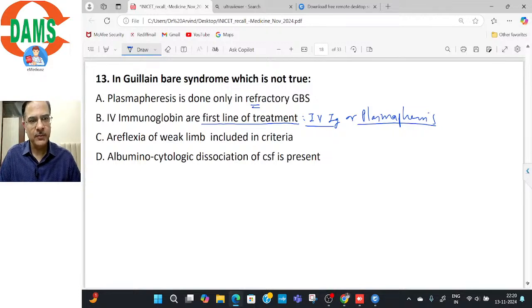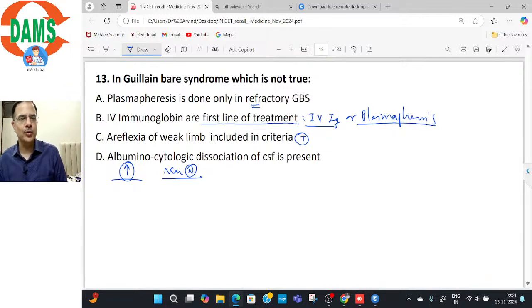While areflexia of the weak limb is included in the criteria, true. Since it is a neuropathy, there will be a loss of reflex. Albuminocytological dissociation of the CSF is present. That means albumin will be more in the CSF, and cytology means cells will be almost near normal. So proteins are more because it is an autoimmune inflammatory disease. So that can be a positive finding in the CSF.